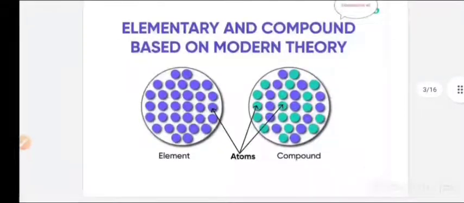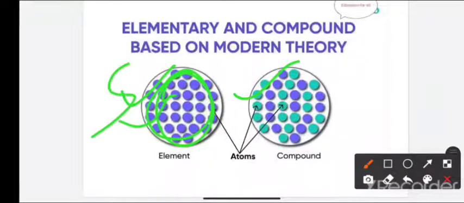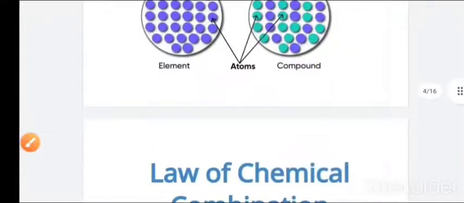This is the picture. The left side is the element, the right side is the compound. Here are the blue particles. All atoms consist of blue, that means the same kind of atoms. But on this side there is blue and green, that means it is composed of different kinds of atoms. That is known as a compound.